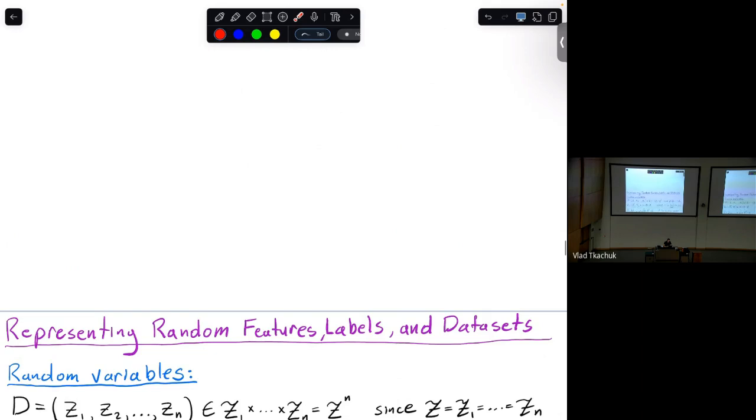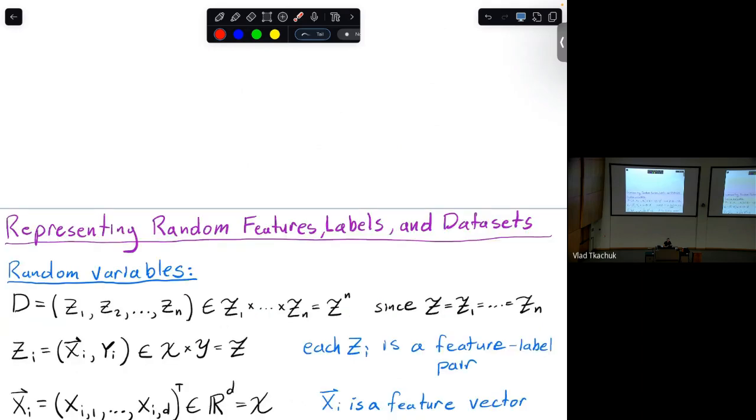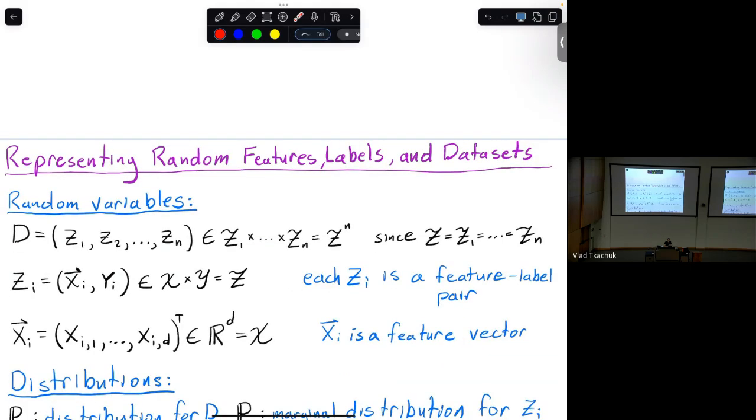Okay, so hopefully with all this background, it should now almost be obvious what this data set is and what it means for it to be independent and so on. So let's do it. Your data set contained n data points, right? There are these feature label pairs. The way we've seen things so far, I would write D is equal to n random variables. Let's call them Z1, Z2 up to Zn. That's what we've seen so far.